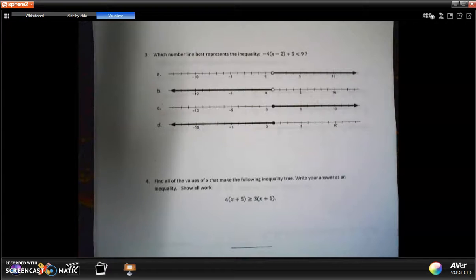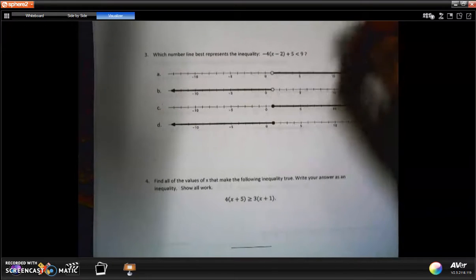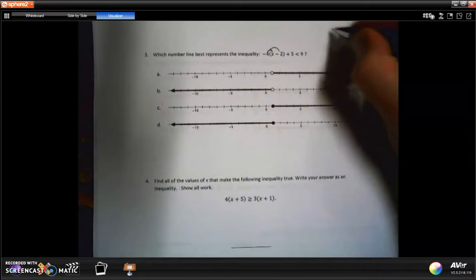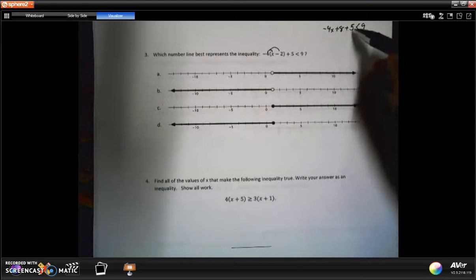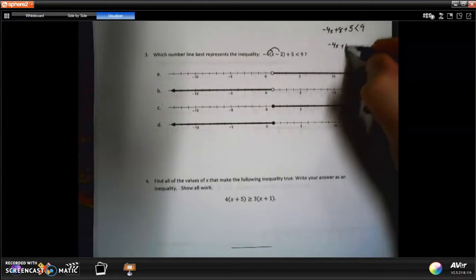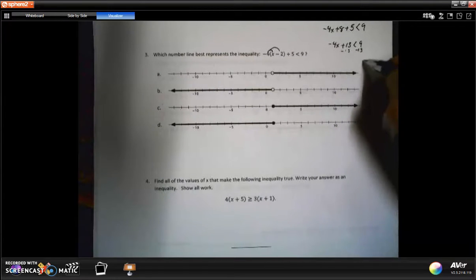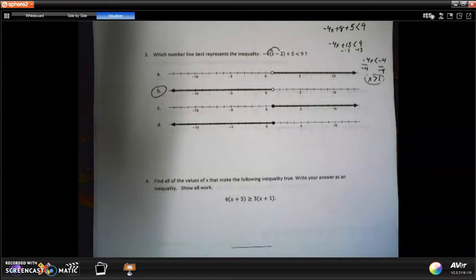Which number line best represents the inequality? Negative 4 times x minus 2 plus 5 is less than 9. I'm going to rewrite this. It becomes negative 4x plus 8 plus 5 is less than 9. 8 plus 5 is 13, so negative 4x plus 13 is less than 9. I subtract 13 from both sides, and I get negative 4x is less than 9 minus 13, which is negative 4. Divide by negative 4, watch out, I'm dividing by a negative, so it becomes x is greater than 1. It's right there, B, x is greater than 1.